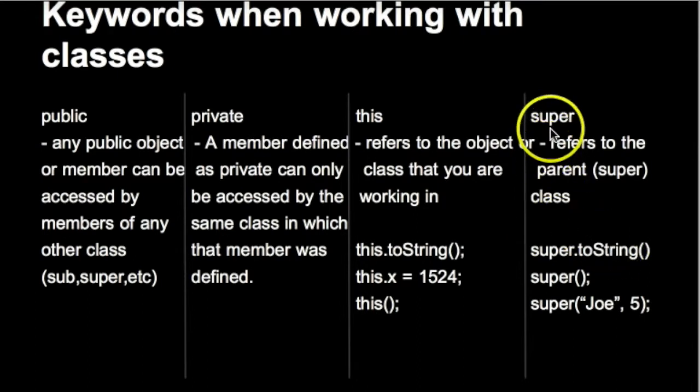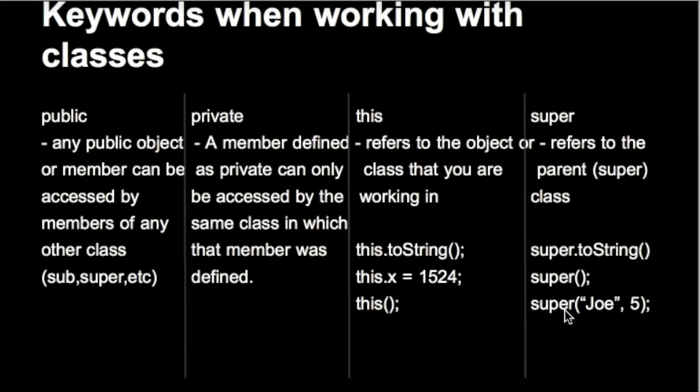But on the other hand, we have our super keyword, which refers to the parent or the superclass that you're working with and inheriting from. So we can say super.toString, which in a subclass will refer to the toString method of a parent class. Then again, our super, which will access the parent constructor or the parent default constructor from the parent class, and then another constructor call, which is super, and then we pass our parameters in, whatever they may be.